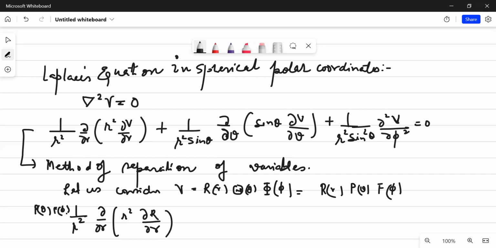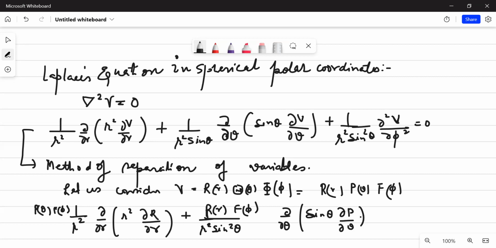Or plus 1 upon r square sine square theta. What will come out? R will come out, and f of phi would also come out, and then you have del by del theta of sine theta, and inside you can write del P upon del theta. And similarly, plus 1 upon r square sine square theta, R P of theta, and then this is del square f upon del phi square equals to 0.